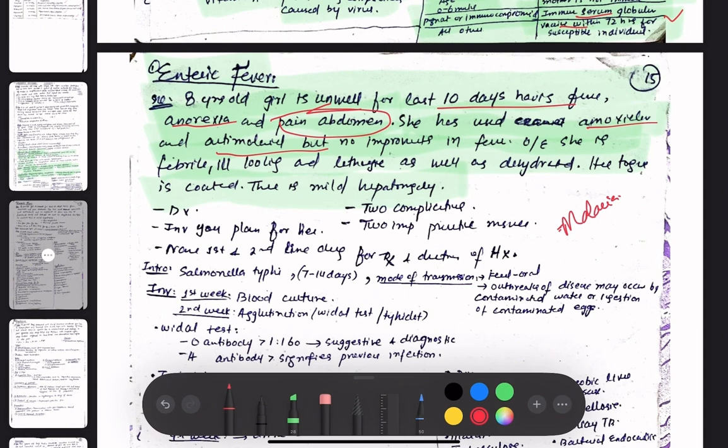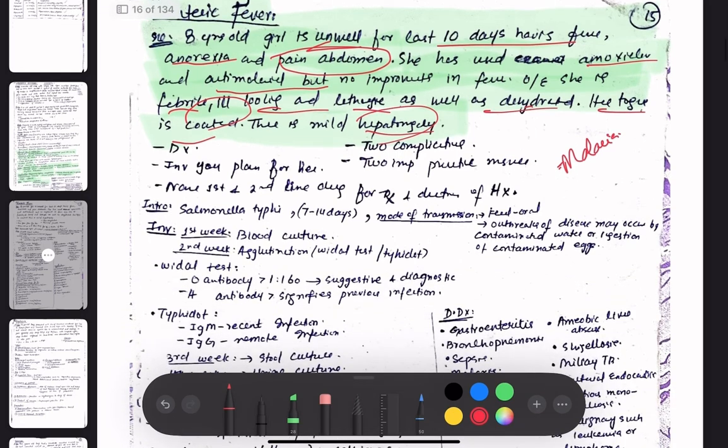So she is febrile, that is she is having fever, ill looking and lethargic, as well as dehydrated, and her tongue is coated. This is another feature of enteric fever. And hepatomegaly, these are the important features. Pain abdomen, hepatomegaly, and coated tongue are the differentiating points for enteric fever. Okay, so what is the diagnosis, the investigation plan, and name the first and second line drug for the treatment, and what are the two complications and two important preventive measures.